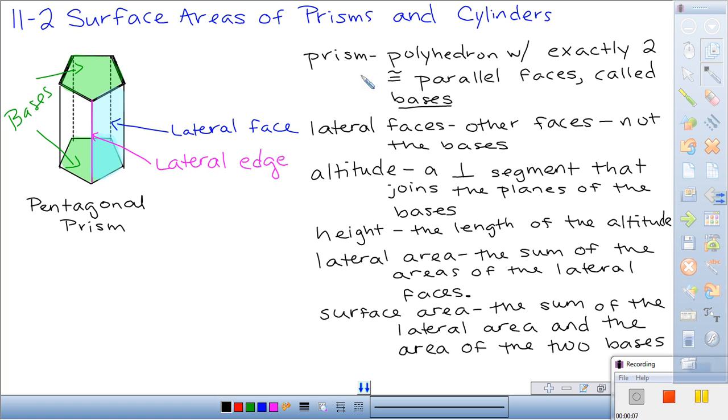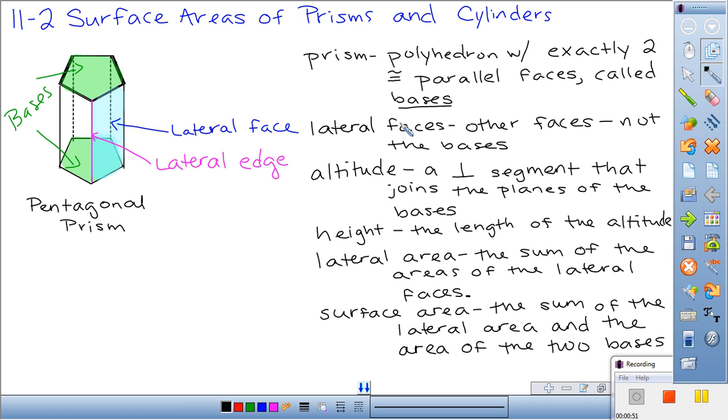A prism is a polyhedron with exactly two congruent parallel faces, and those are called bases. You can see that over here on this pentagonal prism, the shaded green faces are the two congruent parallel bases. These two planes, these two pentagons, would never ever intersect. Thus they are parallel, and they are also congruent. And there are exactly two of them.